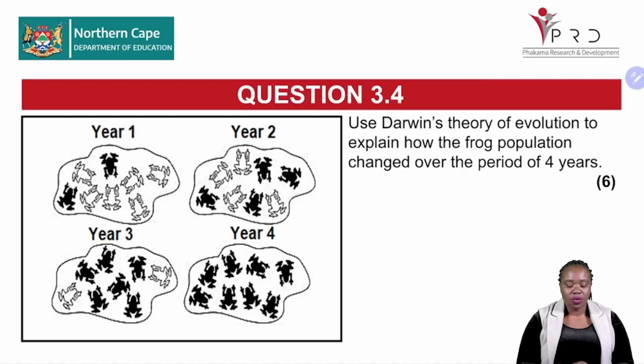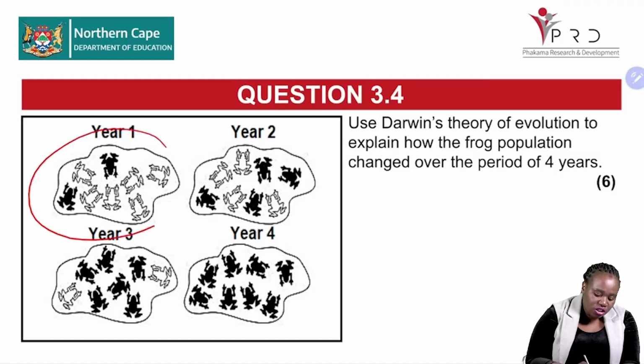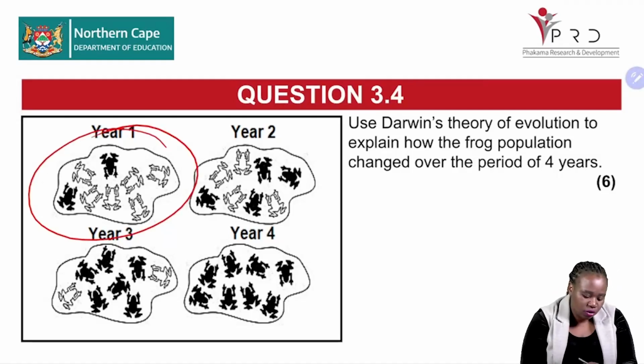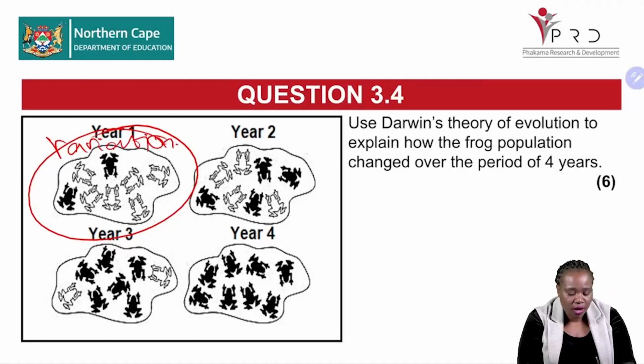It says here, use Darwin's theory of evolution to explain how the frog population changed over a period of 4 years. Here, this is where we talk about variation. What do we mean when we say variation? Here, we can see a great deal of variation. Why? We can see frogs that are dark, and we can see frogs that are light or white. That is the variation.